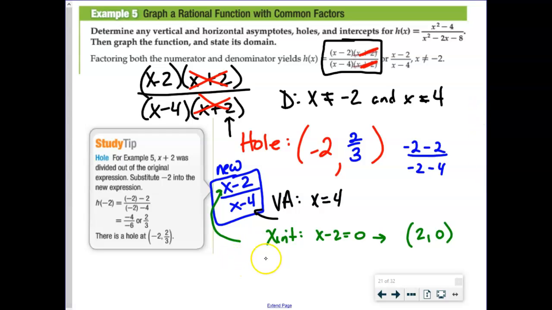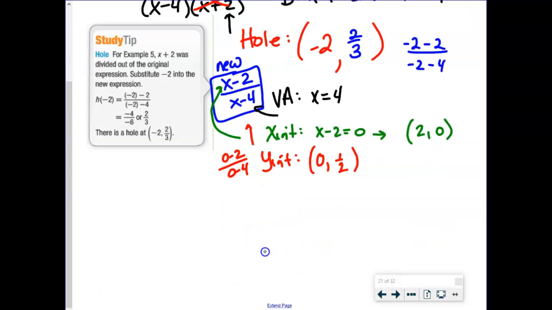What are we left with? Y-intercept now? Y-intercept, I'm just going to go back to this version. And if I plug in a 0 for all my x's, I get -2 over -4, which is a 1/2. Notice I'm writing all my intercepts as ordered pairs. That's important. Okay. So what's next?